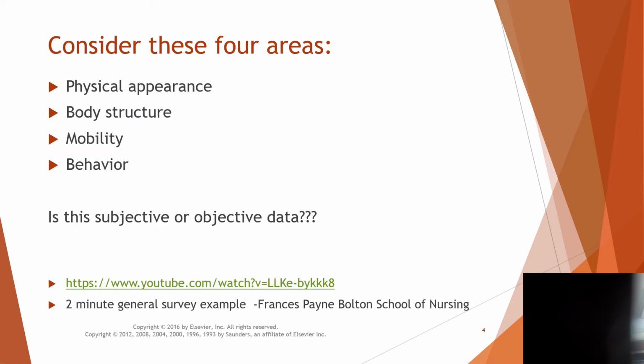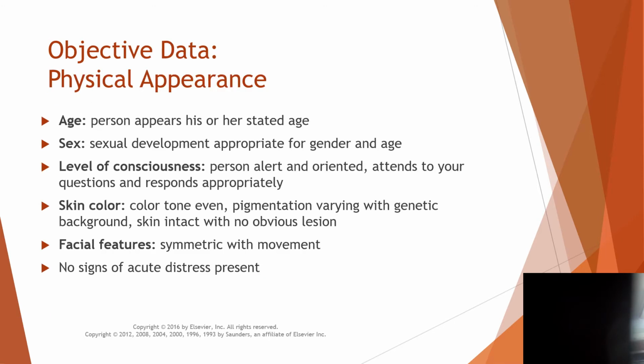Consider these 4 areas: their physical appearance, body structure, mobility, and behavior. Is this subjective or objective data? Objective data is going to be their physical appearance. Each person looks their stated age, sex, and sexual development appropriate for gender and age, and level of consciousness. Person is alert, oriented, attends to your questions, and responds appropriately.